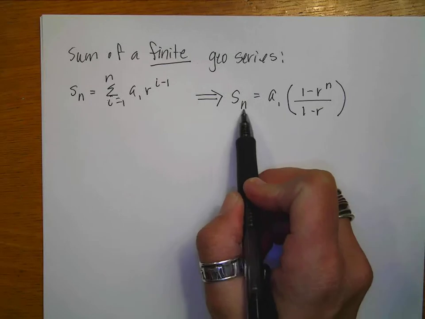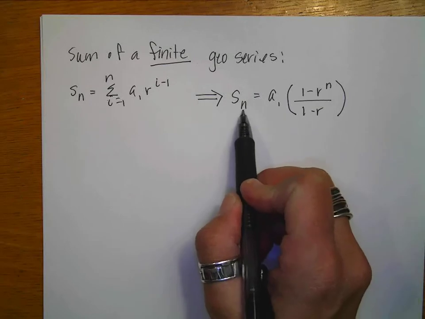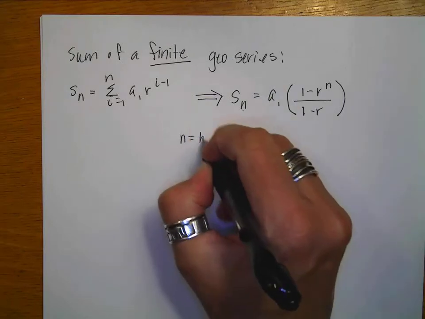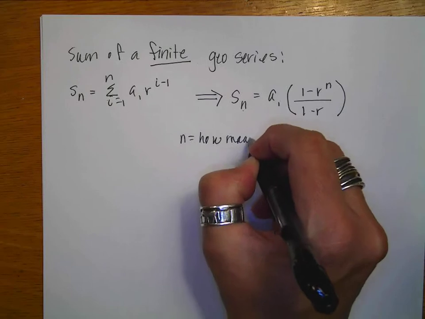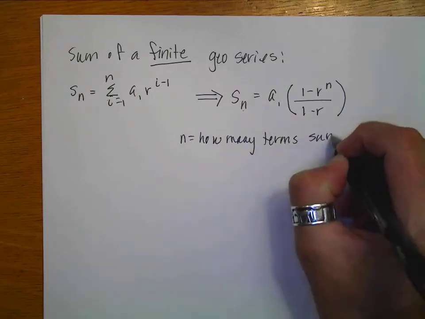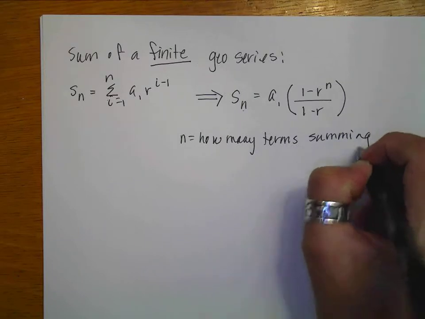Again, we have to talk about the variables because sometimes the variables get confusing. This says I want to do a partial sum. How many terms am I summing? So n is how many terms are you summing?